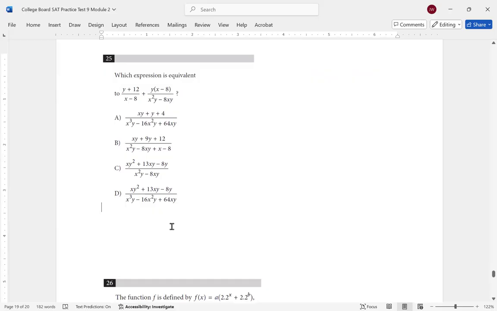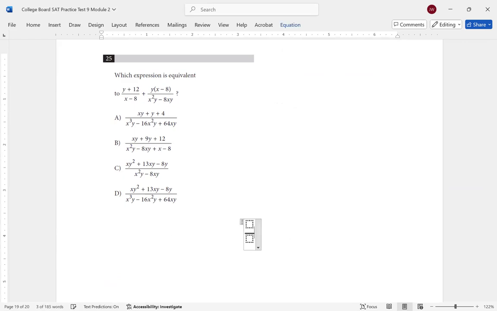Question 25. Which expression is equivalent to (y plus 12) over (x minus 8) plus (y times (x minus 8)) divided by (x squared y minus 8xy)? So this is asking us to add together two fractions where we have polynomial pieces in the numerator and denominator.